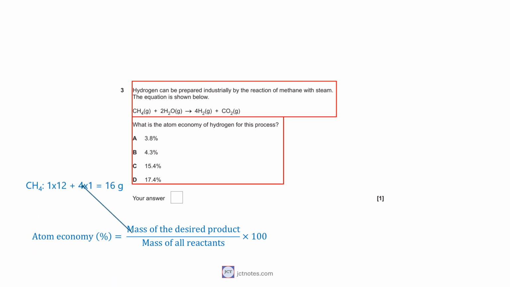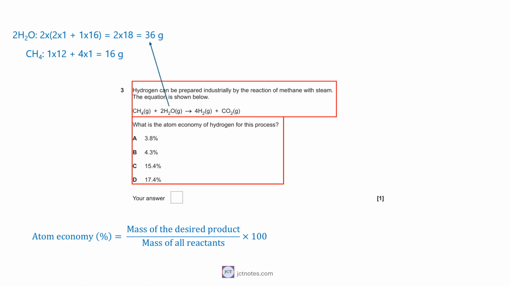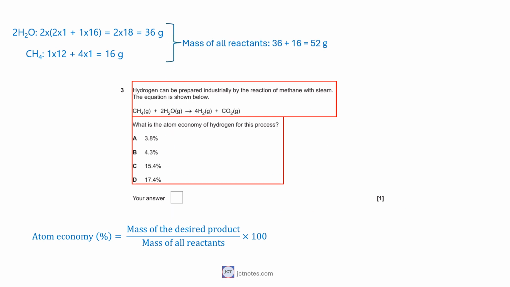The mass of methane is 1 times 12 plus 4 times 1 equals 16 grams. We have 2 moles of water, each mole provides 18 grams, then, the water provides 36 grams. Therefore, the mass of all reactants is 36 plus 16 equals 52 grams. As desired products, we have 4 moles of hydrogen. As each mole has a mass of 2 grams, the total mass is 8 grams. Then, the atom economy is 8 divided by 52 and multiplied by 100 equals 15.4%, and the answer is C.